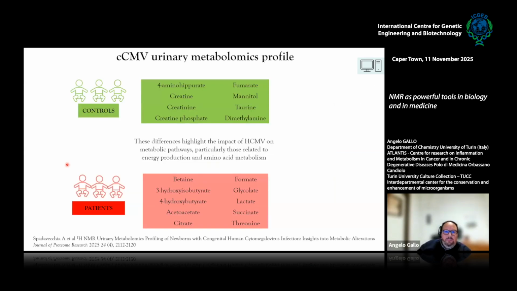From this metabolomics profile, we were able to identify a few metabolites that are typical of controls in this case and typical for patients. And we were able to clearly identify betaine, formate, glycolate, lactate, succinate, threonine, citrate, acetoacetate for the patients. And this is typical in this case, of virus at least. And we were able also to see some residue of metabolites typical for controls.